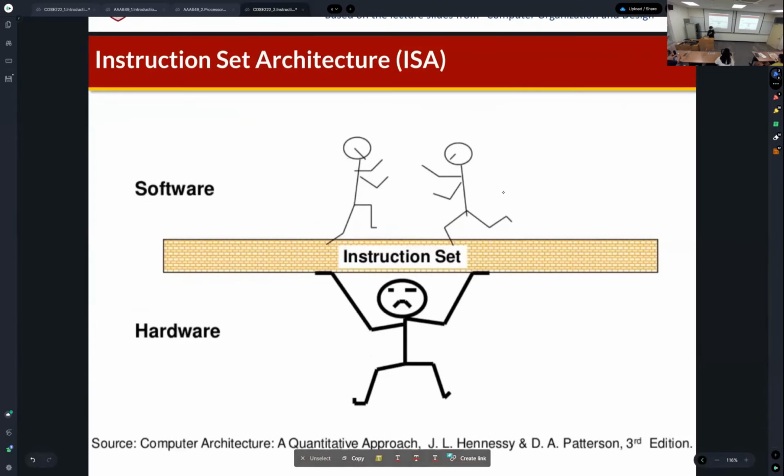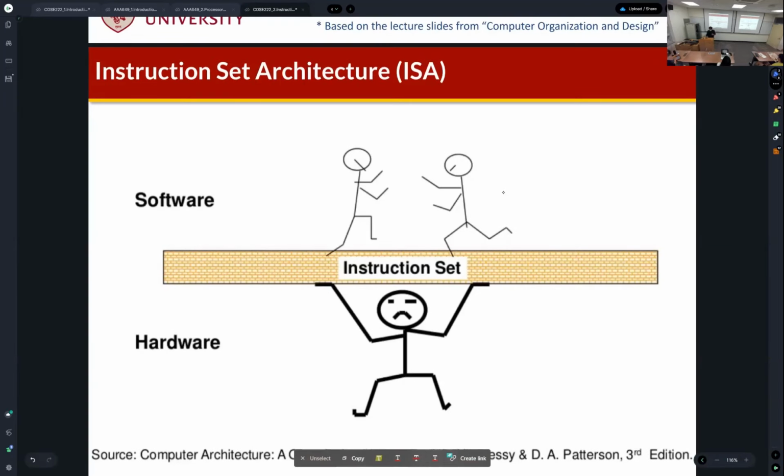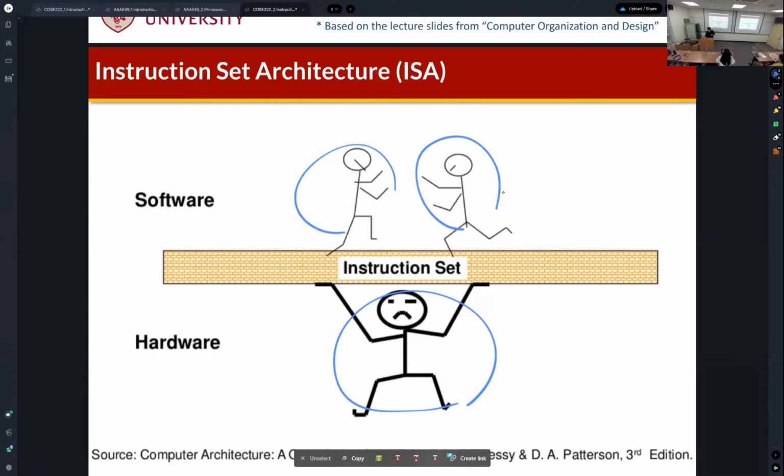So in chapter 2, we will learn about the instruction set architecture. You can see the very funny figure here. You can find that this is hardware and this is the software. And between the software and hardware, you can find the instruction set. Instruction set means the bundle of instructions, which means actually many instructions.